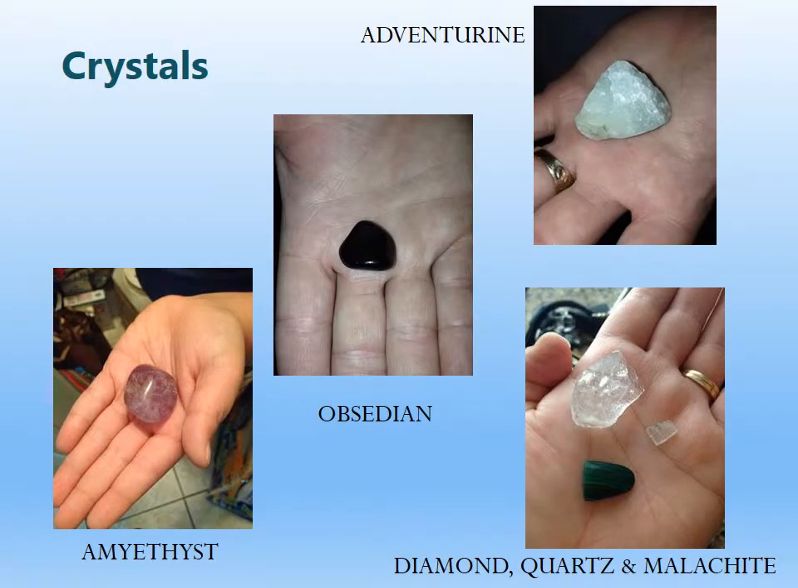Here are examples from our class of crystals that we had. Starting on the left side, the purple one is an amethyst. In the middle, we have an obsidian. At the top, we have aventurine. And at the bottom, starting with the top in the picture, that sharp looking one is a Herkimer diamond. And then the little piece is a quartz. And then the green, beautiful piece with the lines going through it is malachite. So those are examples of crystals and stones that we played with while we were in class.